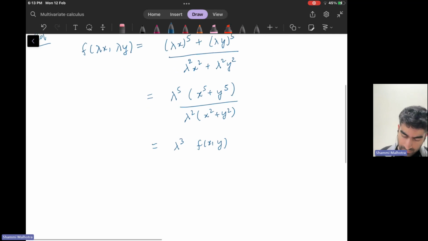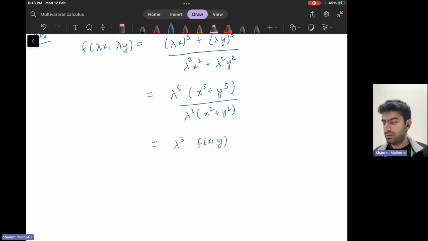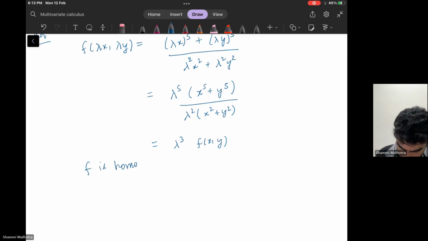So what does this imply? This implies that f is a homogeneous function of degree 3.